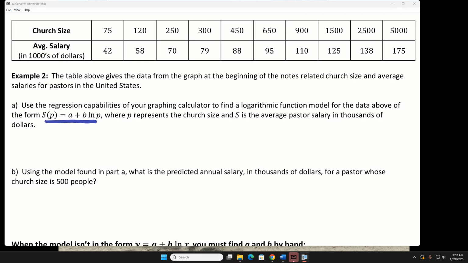What's wrong? What are we supposed to write for A? Okay, so for A, the answer is going to be S of P equals take your A, and put it first, and then plus whatever the B is, and then L and P.